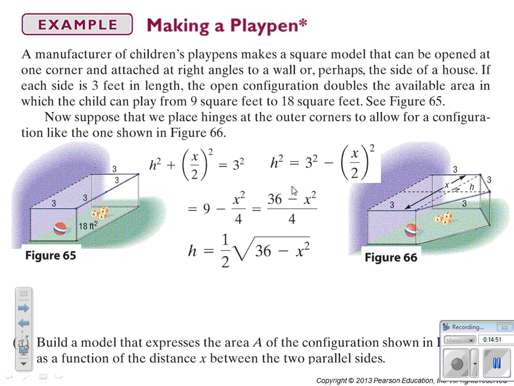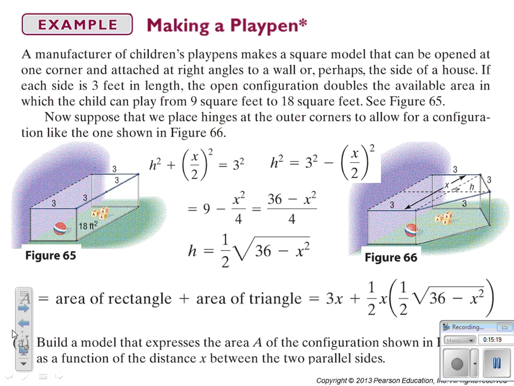So when you take the square root of this, 36 minus x squared doesn't have a perfect square. It is the difference of squares, but it doesn't have a perfect square. But the 1/4, when I take the square root of it, becomes 1/2. So now I know what my height is in terms of my distance x.